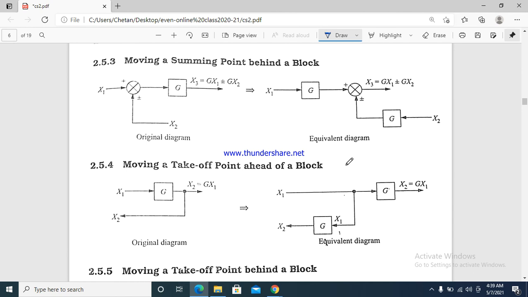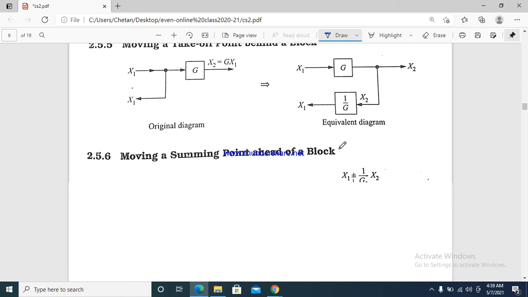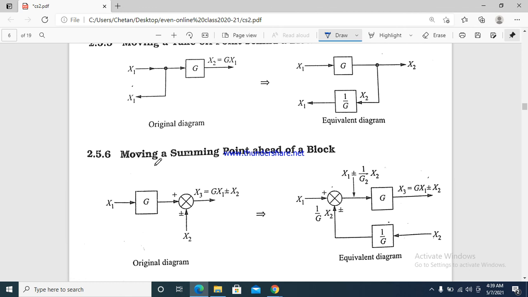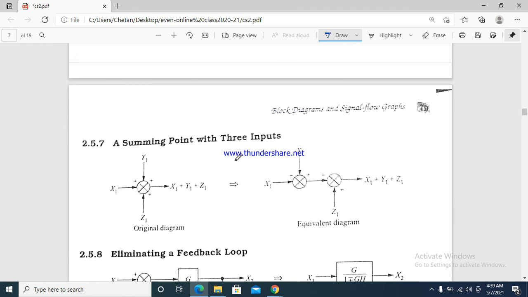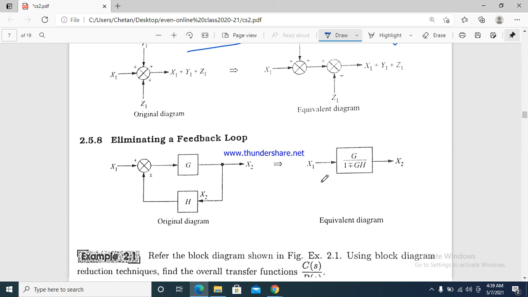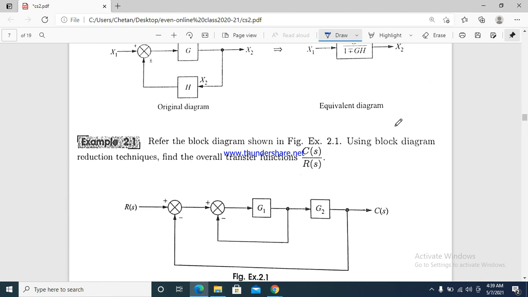Next, when you move a summing point behind a block to ahead of a block, what changes can take place? We have seen that, and also the rule of moving a summing point ahead of a block. Next, for a summing point with 3 inputs like this, we observed what the output should be. Next, we discussed eliminating the feedback loop.